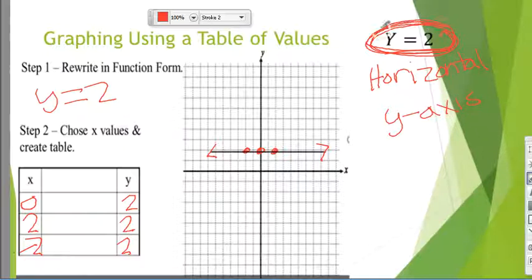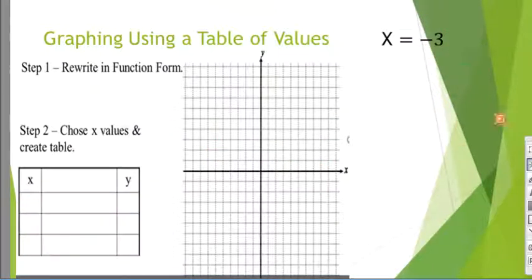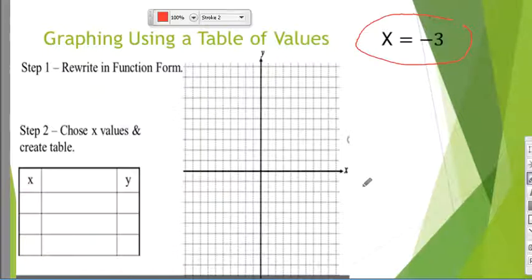Okay, so y equals 2, this line right here, this is the only line in our coordinate plane where the y always equals 2. So let's go ahead and look at another example here where you just have an x in your equation. So x equals negative 3. So if we let our x equal negative 3, what's our y going to equal?